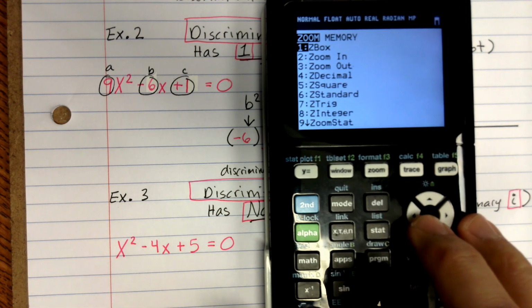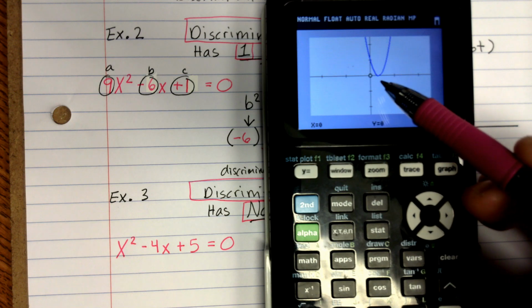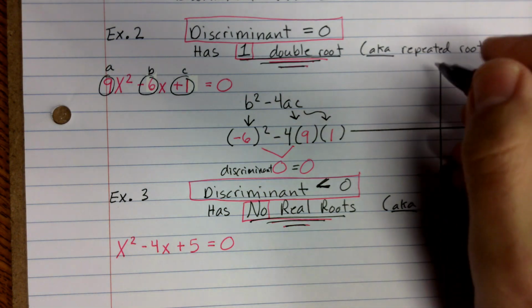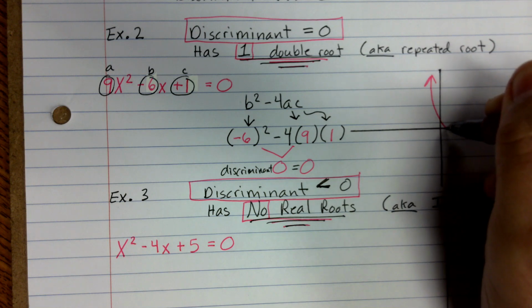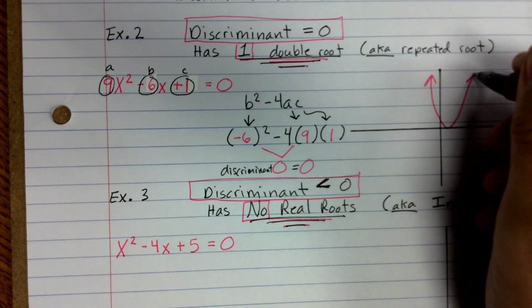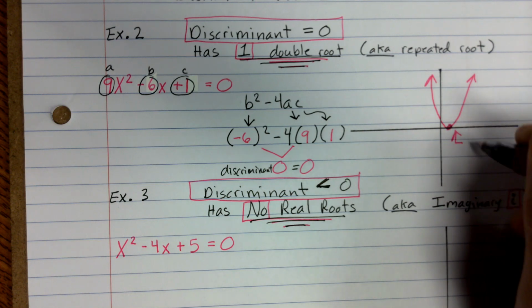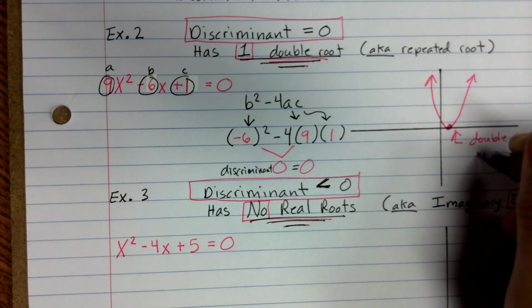If I were to zoom in, it would be more clear. And you can see how it only touches the x-axis at one place. So in this case, it looks like this. And so I'm going to write this is a double root.